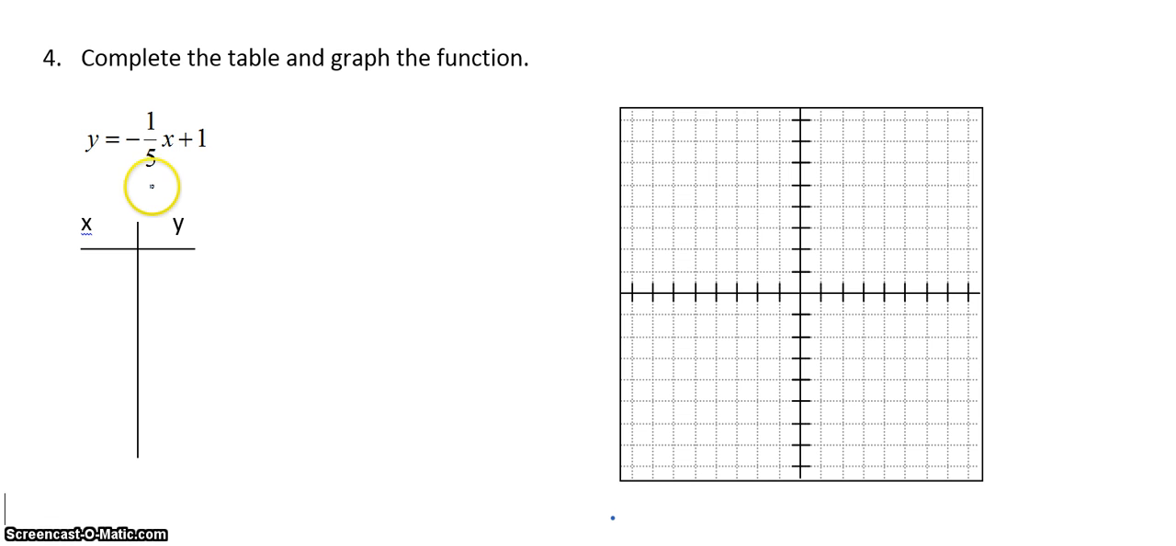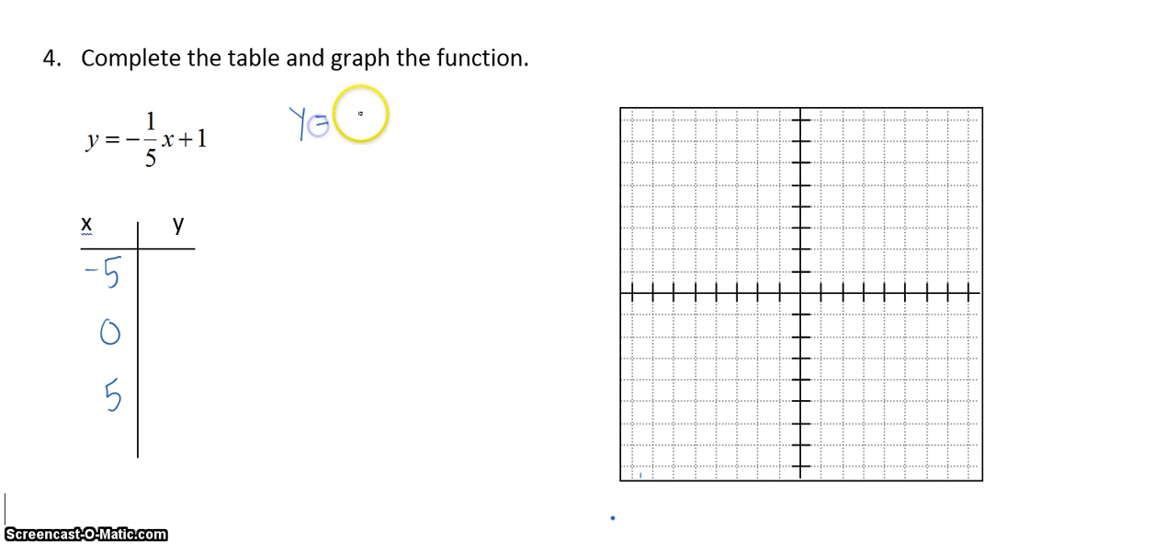For this particular problem, because I have the negative 1/5 x, I'm going to plug in numbers that are divisible by 5. When I plug in numbers that are divisible by 5, I end up with whole number answers instead of fractional answers. So we plug in negative 5, I'm always going to plug in 0 because that's a nice number, and positive 5.